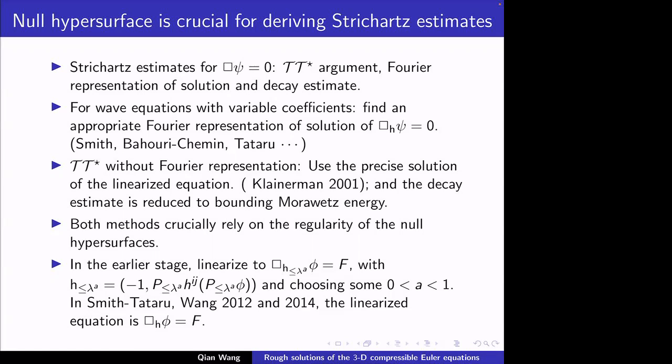the first question is how do you represent your solution? There are many ways, and different authors offer different ways, as you can see in the work of Smith, Bahouri, Smith and Tataru. What's done differently in Klainerman's work is that he used instead a kind of parametrix or pseudo-solution. He actually used the actual solution of the linear wave equation, and then by several steps of reduction, he reduced the decay estimates to bounding the Morawetz energy. In either way, whether it's parametrix construction or bounding the Morawetz energy, these two methods all rely on null hypersurfaces.